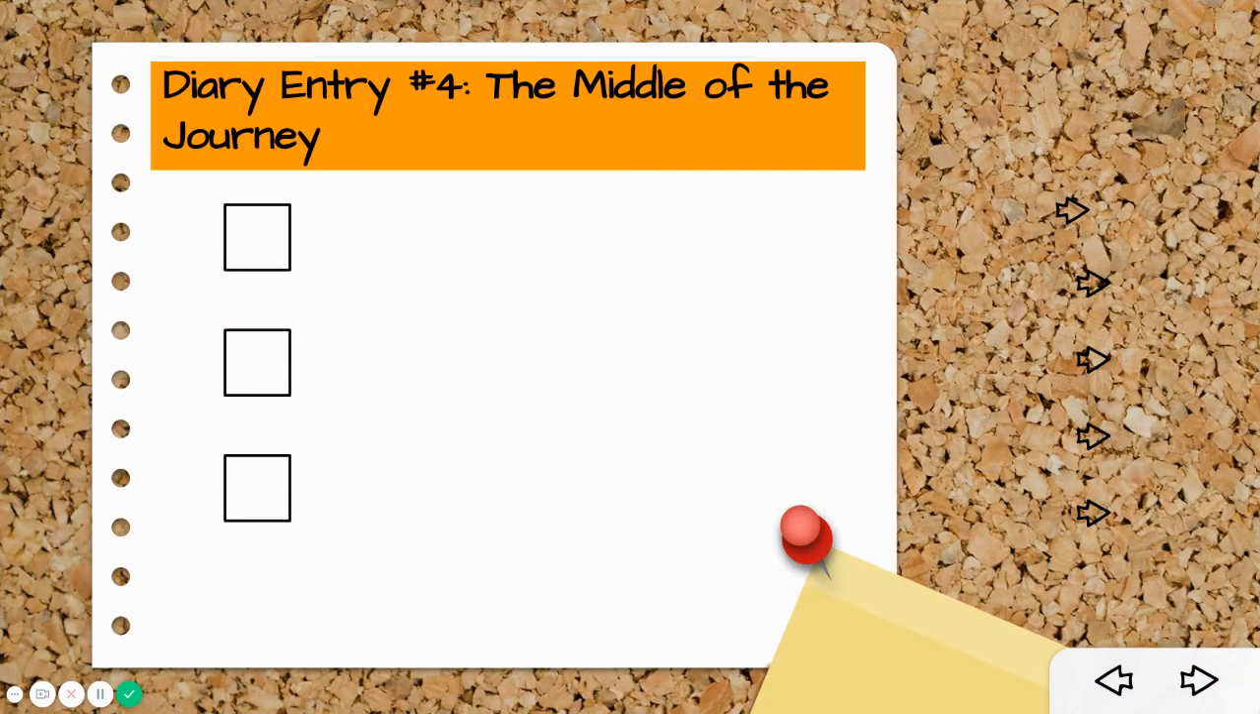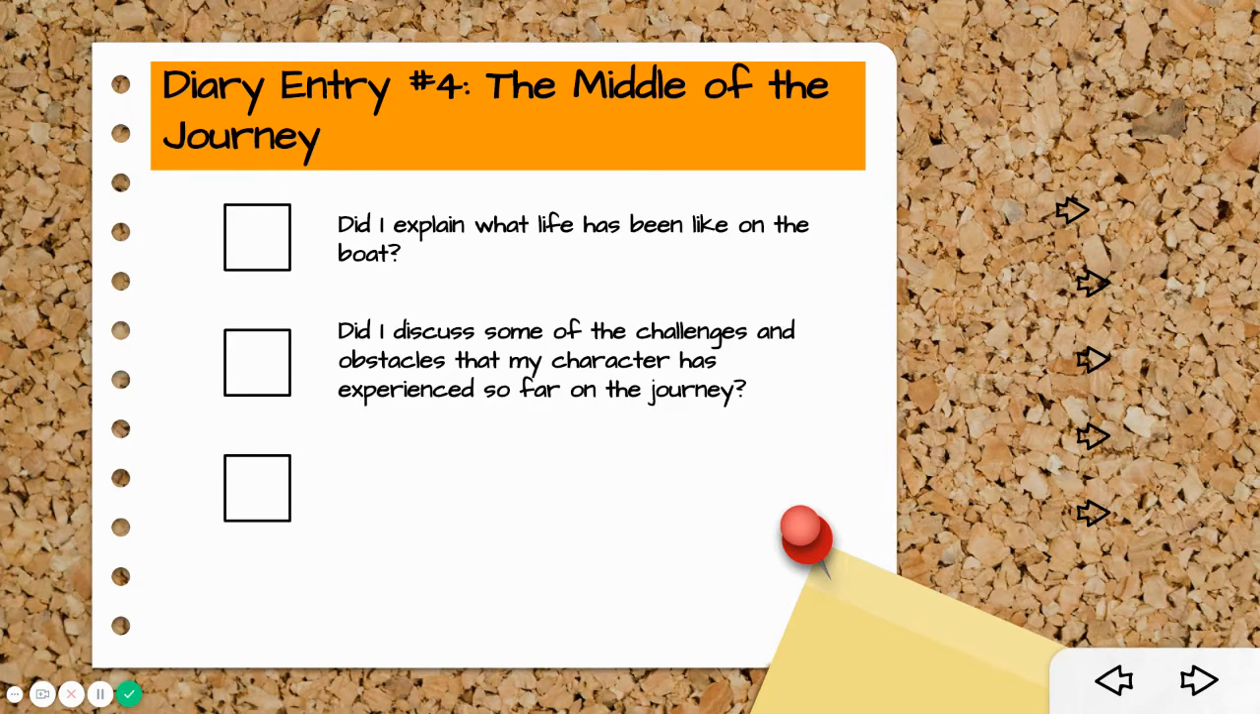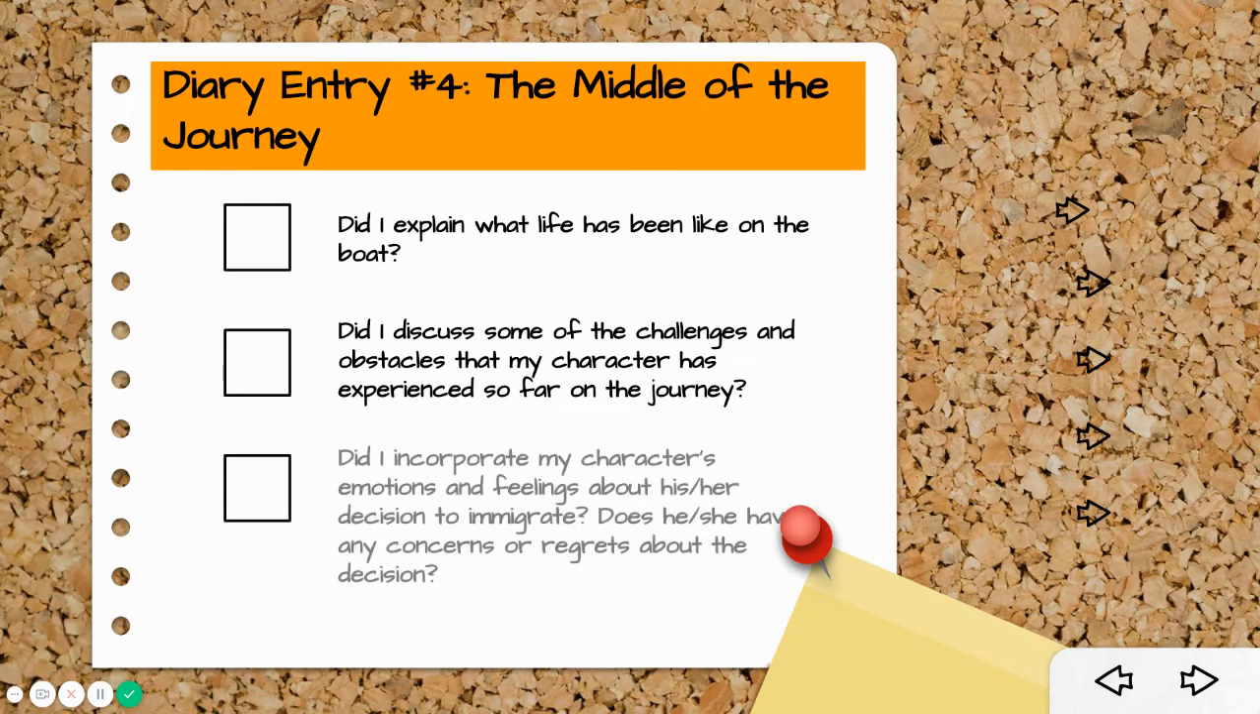Okay. And for diary entry number 4, we wrote about halfway through the journey. So did I explain what life has been like on the boat thus far? How has it been? Could I discuss some of the challenges and obstacles that my character has experienced so far on the journey? And you're going to think back to your research about what immigration was like, and make sure you've included some of those dangers and some of those difficulties that your character very likely would have experienced.